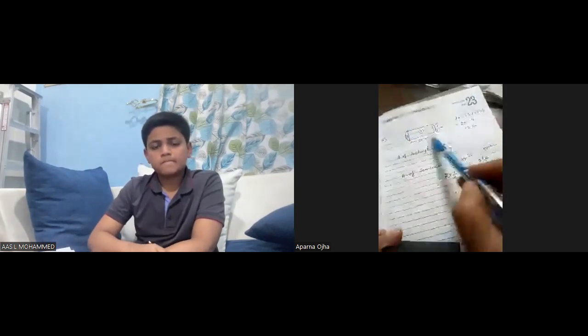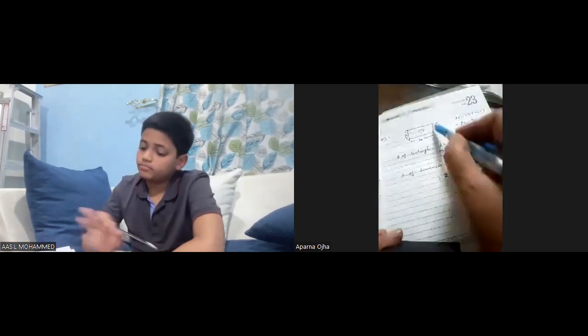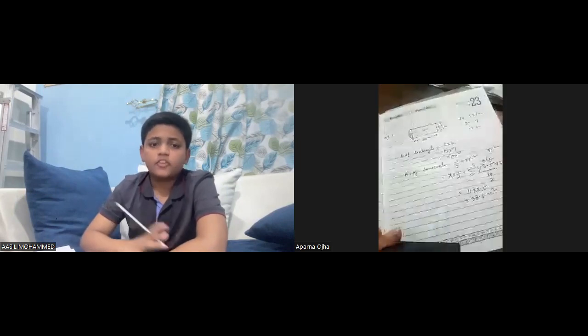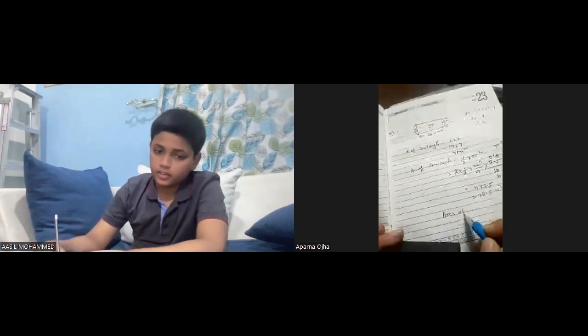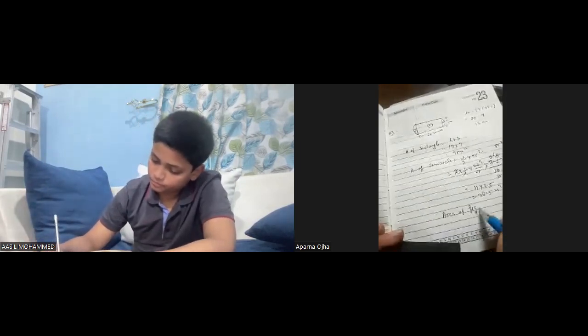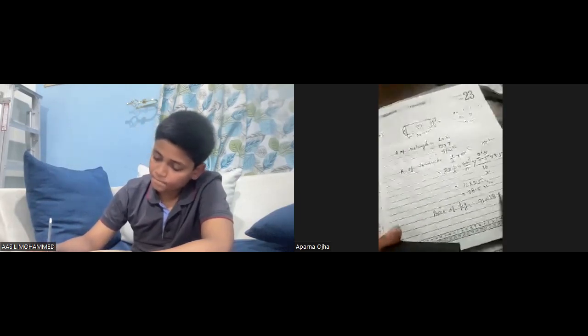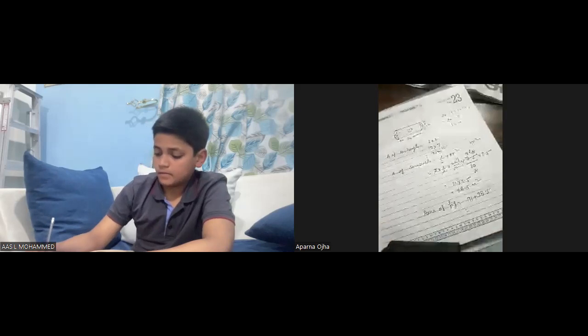The area of the rectangle is how much? That is 91 square meter. Can you find the total area of the figure? Yes, we should add that. Area of the figure is 91 plus 38.5.